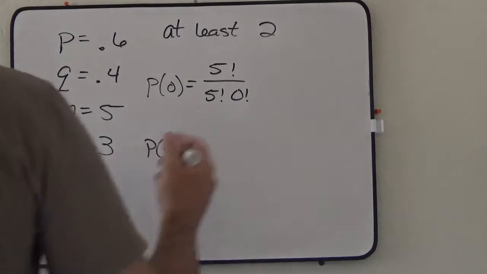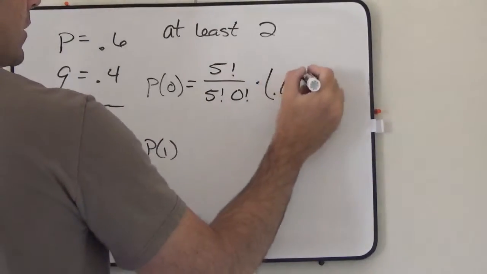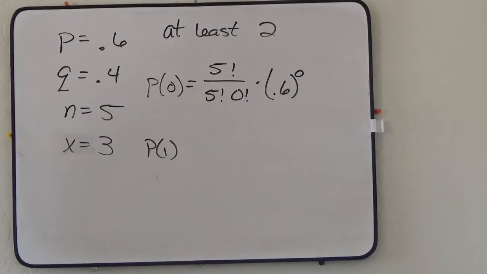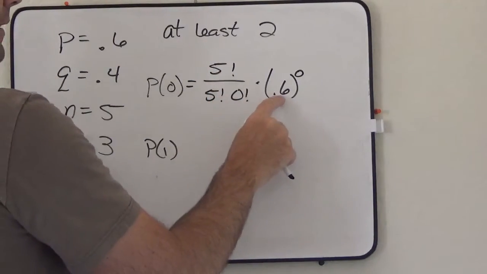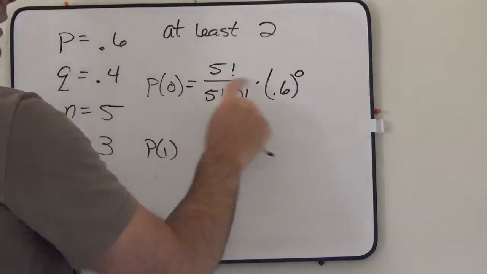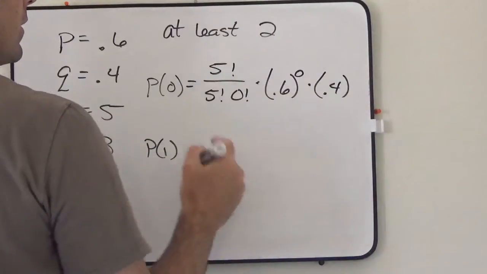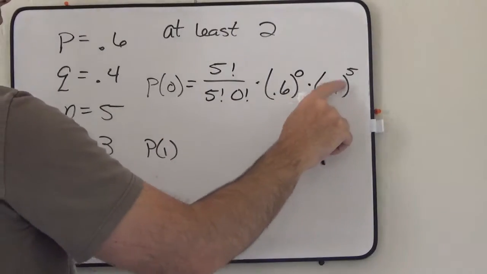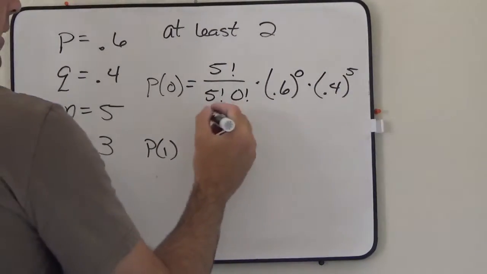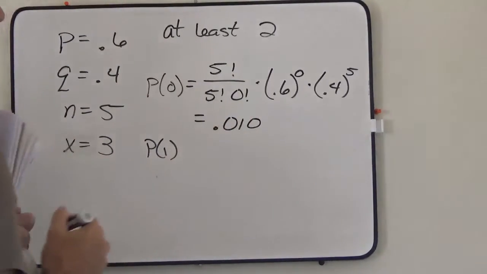Times 0.6 raised to the x power. My x is 0. Any number raised to the 0 power is automatically going to give you 1 as an answer. So basically this is 5 over 5, which is 1. This is 0.6 to the 0 power, which is 1. So these multiply out to be still 1, times 0.4 to the 5 minus 0 power, so to the 5th power. The answer on this one is basically going to be 0.4 to the 5th power, and that's going to be your answer. It is 0.010 rounded.